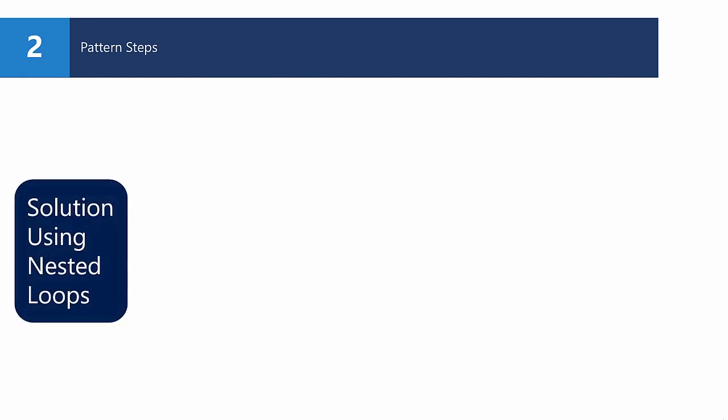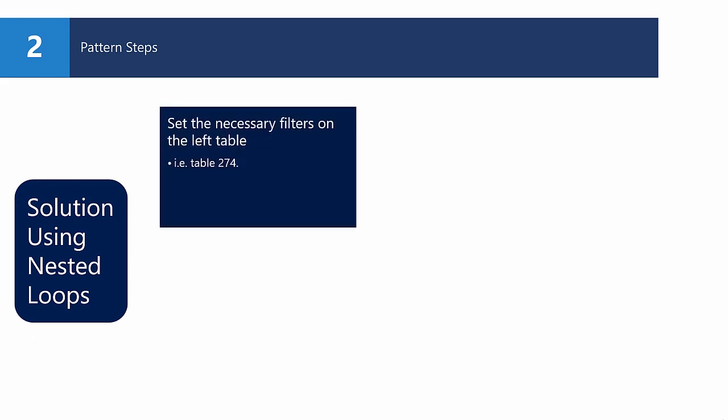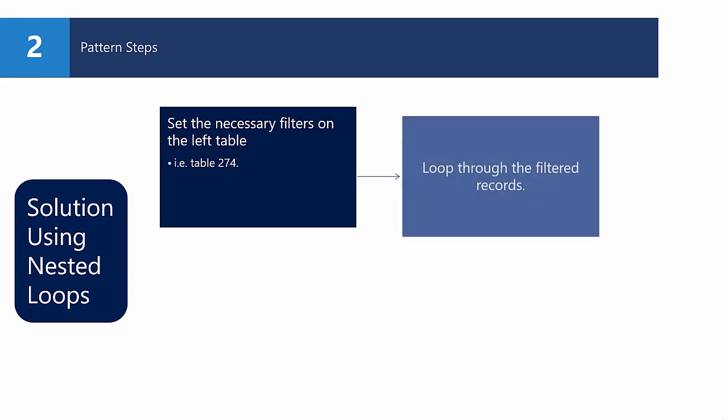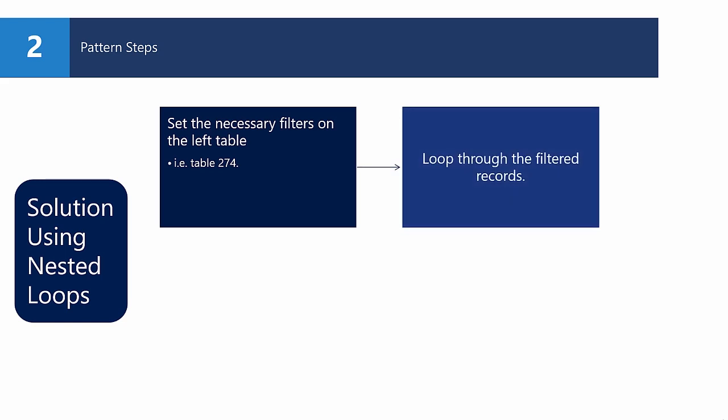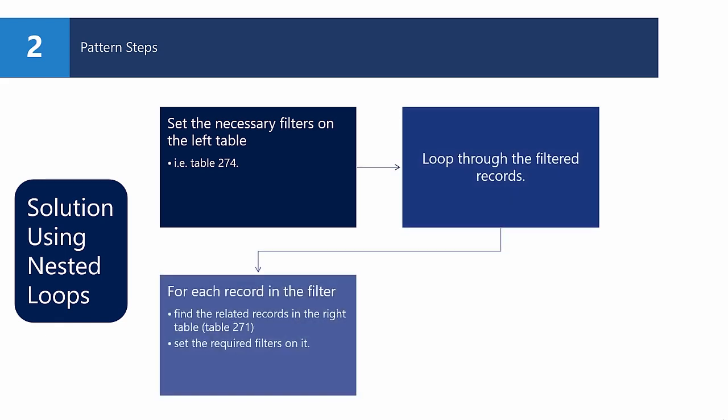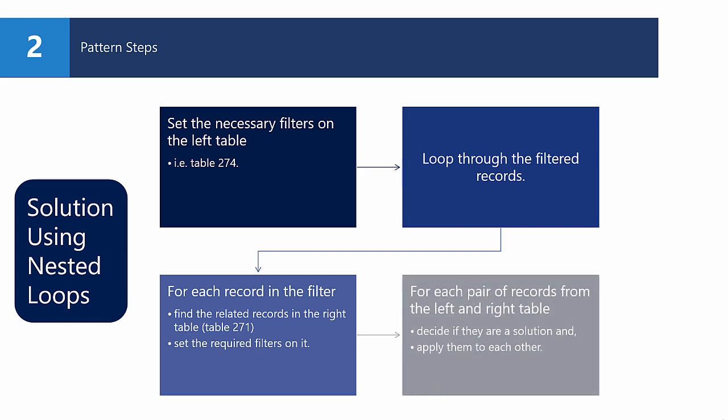If you have a look at the solution using nested loops, then what we need to do is apply the required filters on the left table. Then we need to loop through the filtered records, the results. And for each record in the filter, we need to find the connected or the related records in the right table, apply the required filters on that table, and then for each pair of records from the left and the right table, decide if they are a part of the solution and then apply them to each other.